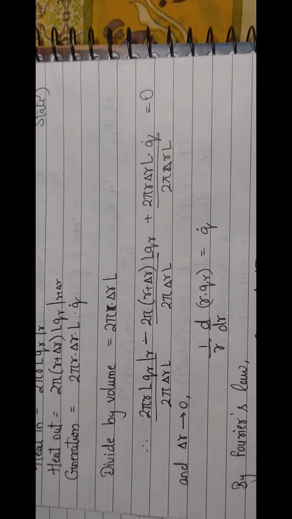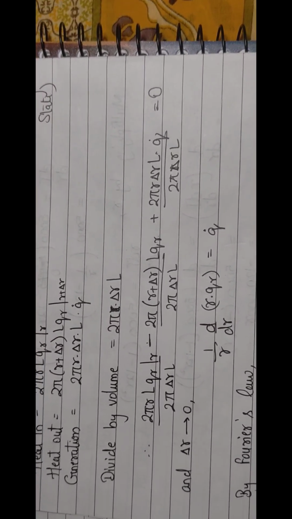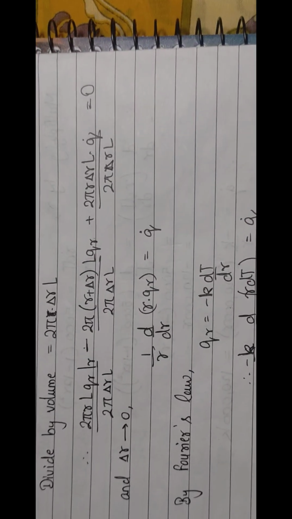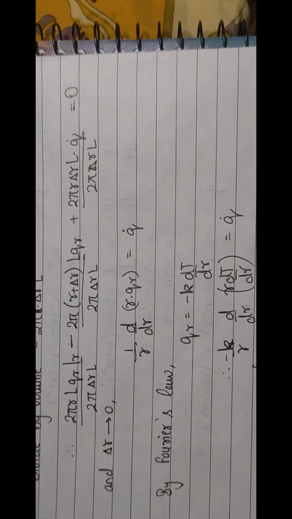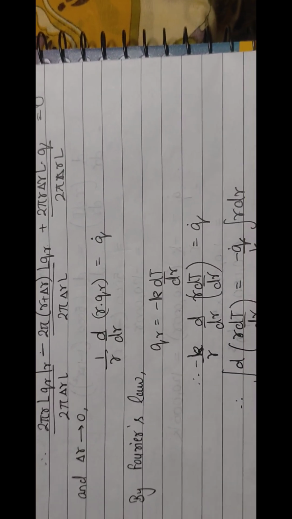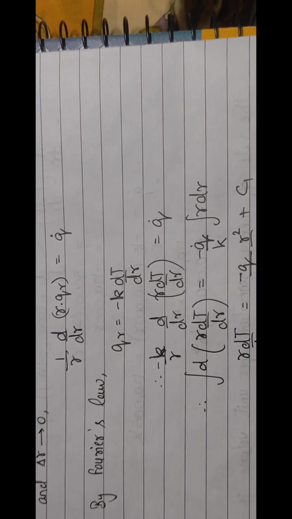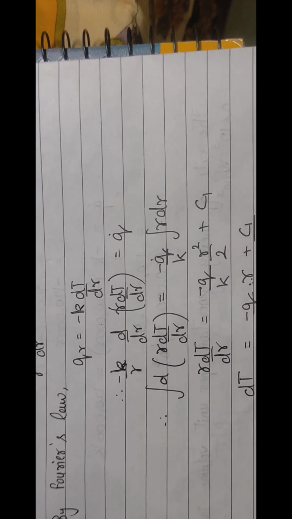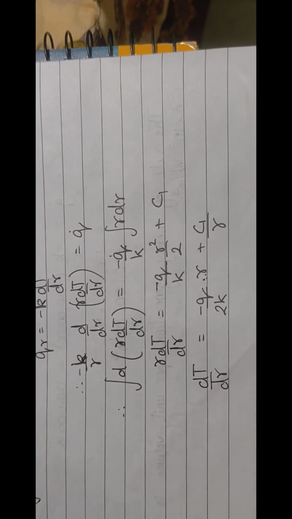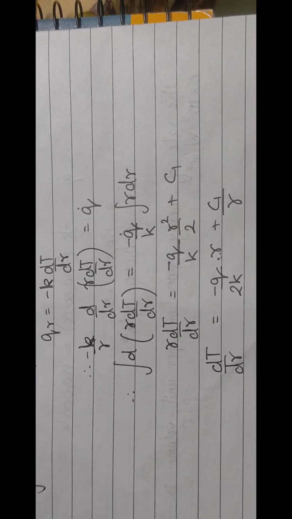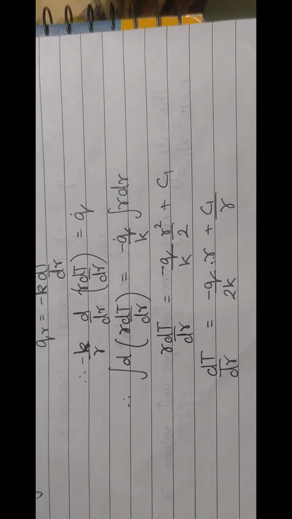So dividing it by the volume of the differential shell or the elemental shell, which is 2 pi delta r L, we again get the same equation as we have got from the last 2 problems: 1 by r d by dr of r QR is equal to Q. So by Fourier's law, QR is equal to minus k dT by dr, giving minus k by r d by dr, and the same thing again integrating. Now it is different that we are integrating the thing, and upon integration we get one of the integration constants, C1.